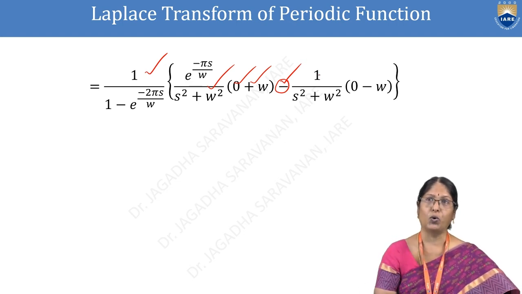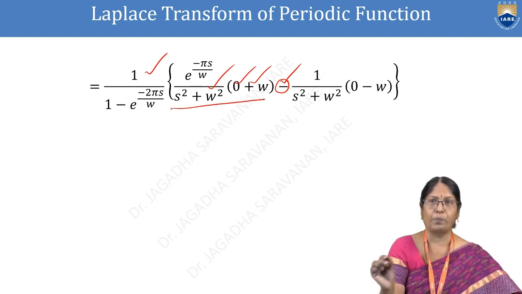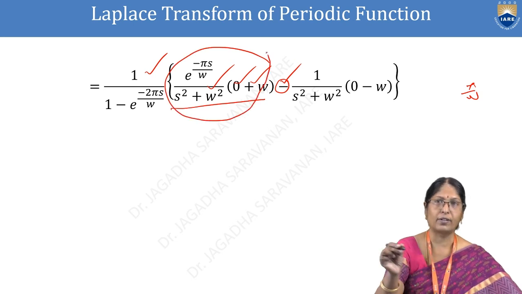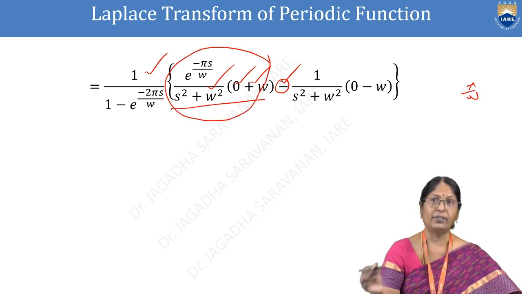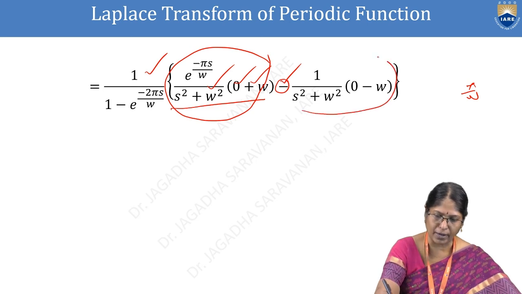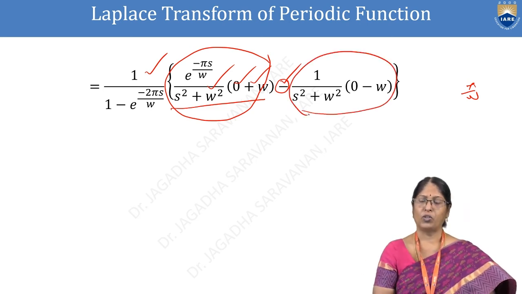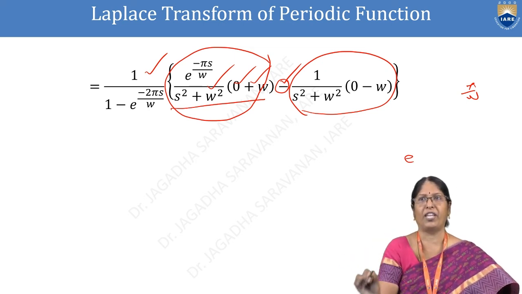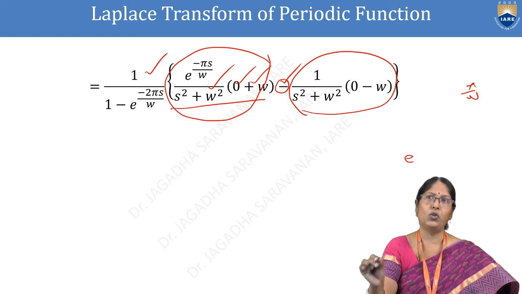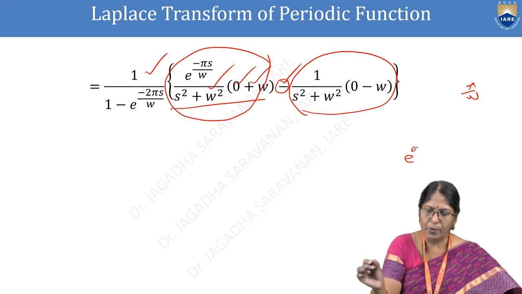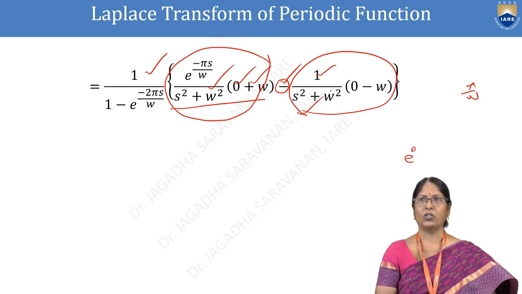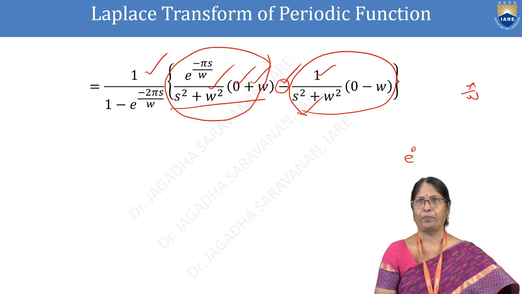Here e power 0. The upper one, we completed up to here. The upper limit is pi by w. We applied it and got this result. Minus this part, which is nothing but the lower one. For the lower one, e power 0, we apply 0 in the place of t. So the numerator is e power 0, which becomes 1, divided by s square plus w square.